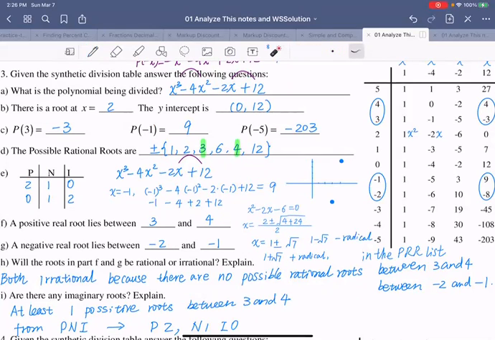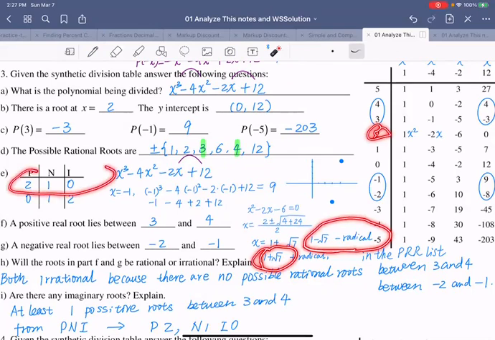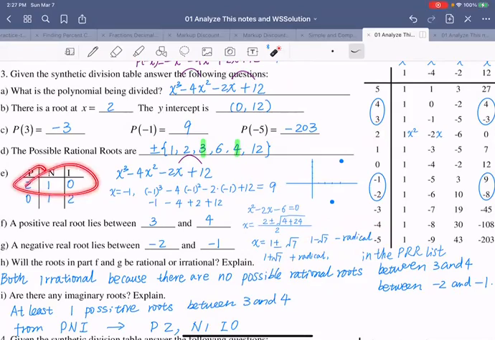So you have a positive root, which is 2. You have another positive root, which is 1 plus square root 7. And you have a negative root, which is 1 minus square root 7. So which is this? Correct?